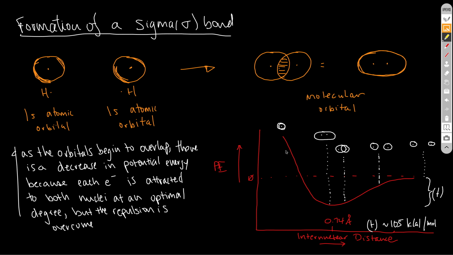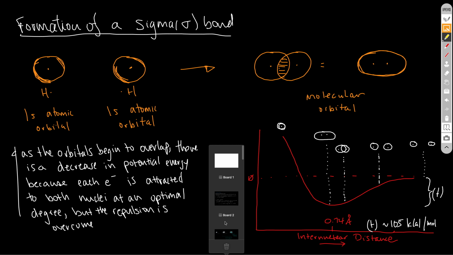So this is a wonderful chart to try to understand what's happening. And the bond dissociation energy for the homonuclear diatomic hydrogen is 105 kilocalories per mole. So this is a very fun way to visualize the formation of a sigma bond. So we can move on to our next slide.